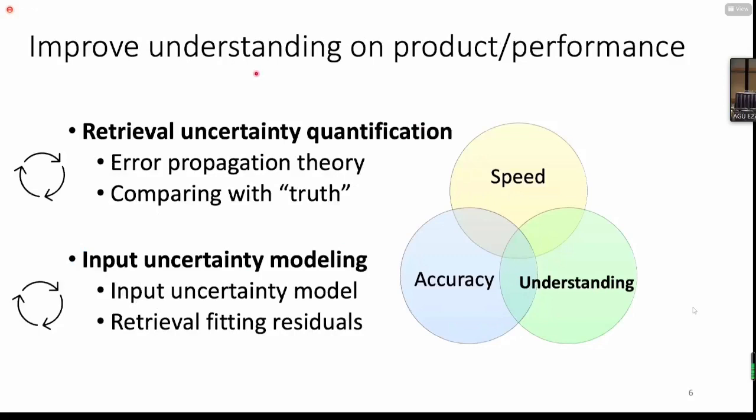To understand the retrieval performance, we look at two closures. The first is the retrieval uncertainties. We can calculate the retrieval uncertainty from error propagation theory, and then compare with the result we get by comparing against the truth data from synthetic simulations. In this way, we can verify whether error propagation can really represent reality. Another closure is the input uncertainty model for the measurement. We can compare that with our retrieval fitting residuals to see whether these two are consistent with each other.